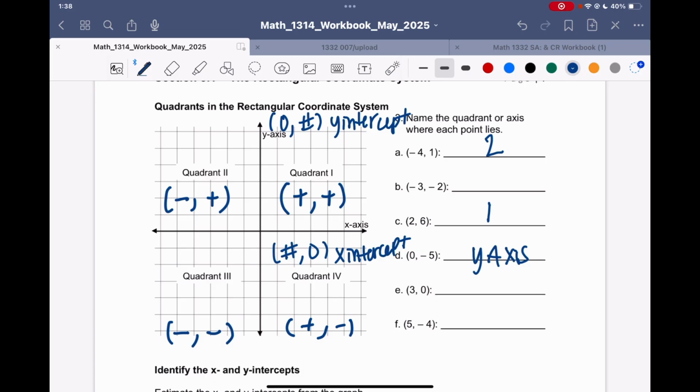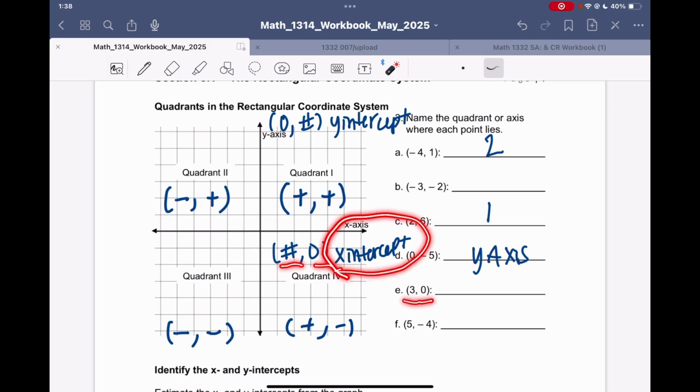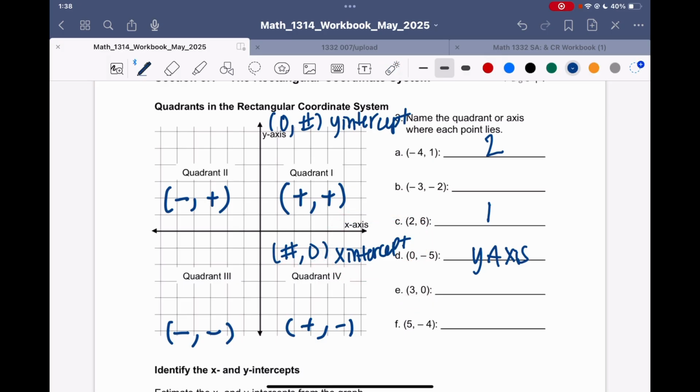Then you have 3, 0. You have a number and then you have a 0. This is going to be an x-intercept, on the x-axis. We can actually plot these two; I think that'll help some of us. So this one right here, 0, negative 5. Start at 0, start at 0, and then go down 1, 2, 3, 4, 5.